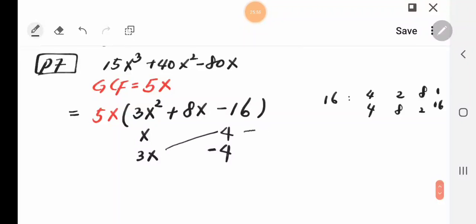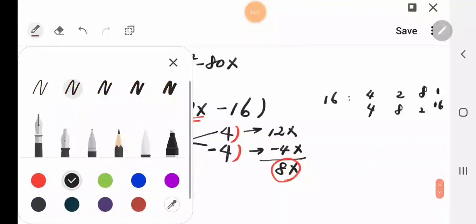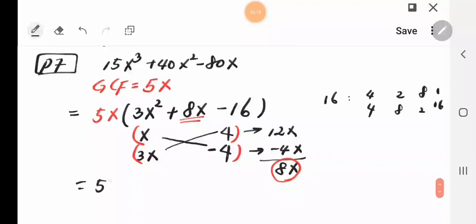Then this will be equal to 12x. This product is negative 4x. So the sum is 8x. We found the match. 8x is the same as the second term. So this will be the product of two binomials: 5x times x plus 4 and 3x minus 4.